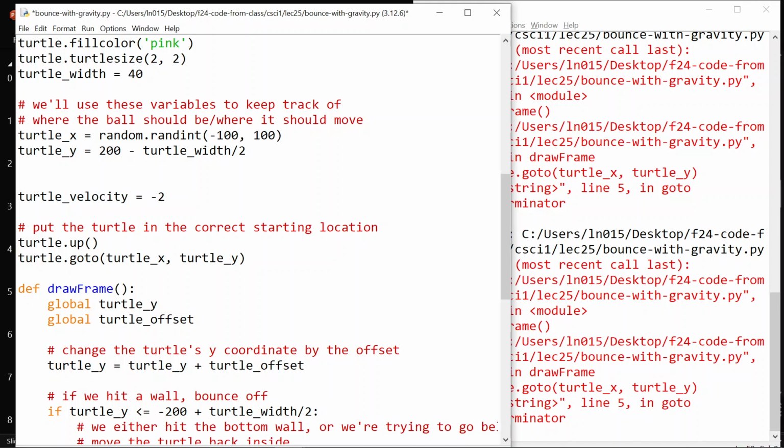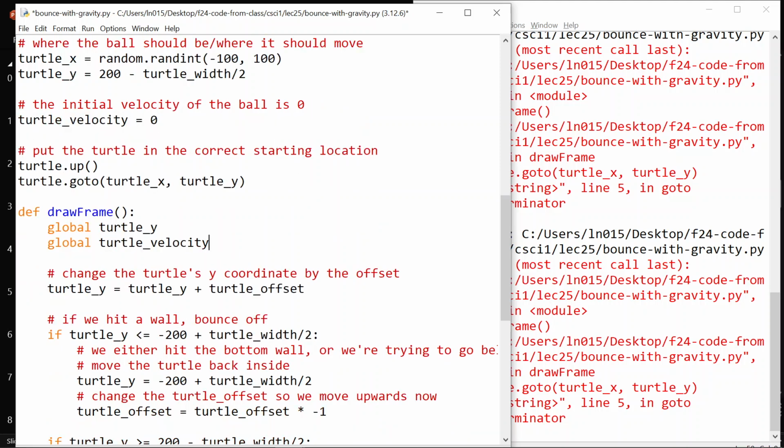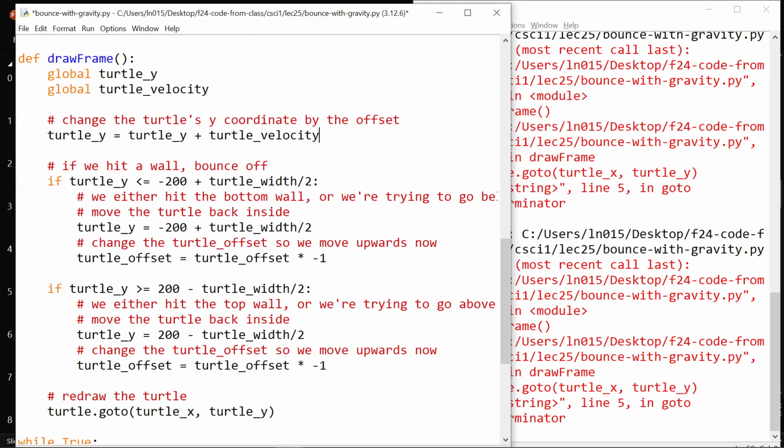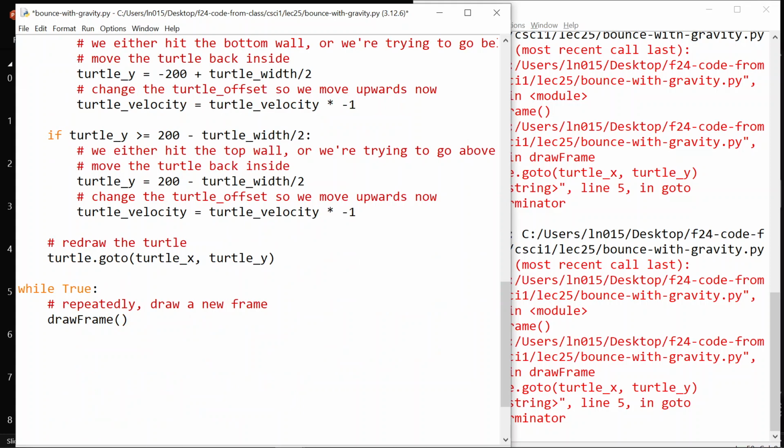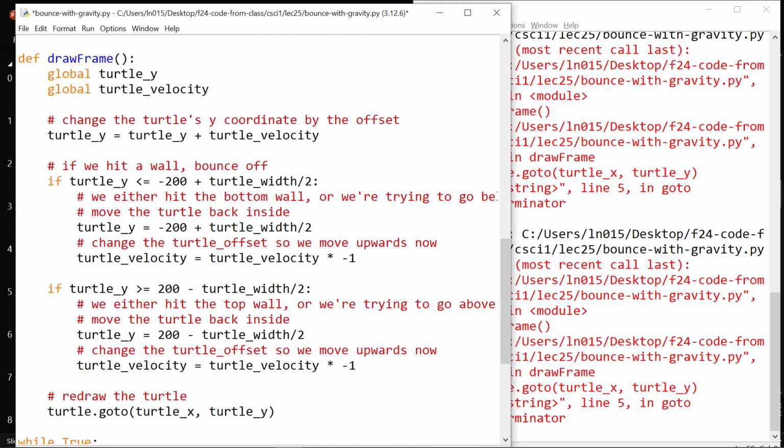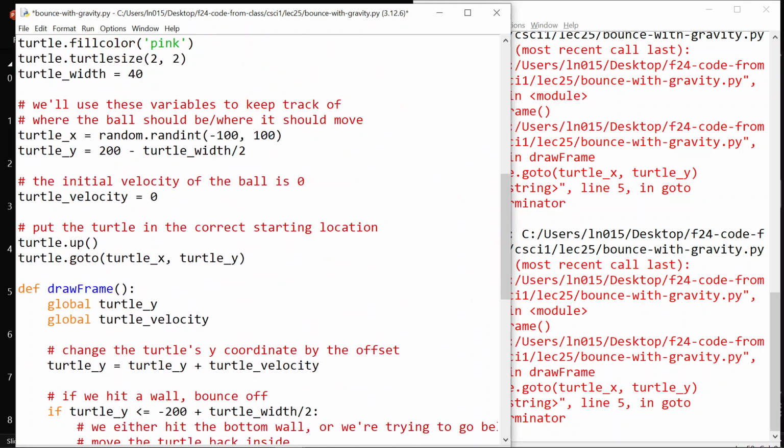Okay, so turtle velocity. And the second you drop the ball, it's from a standstill. So the initial velocity of our ball needs to be 0 now. Now, instead of saying turtle offset everywhere, I'm going to say turtle velocity. Velocity, velocity. Let me know if I missed one. I think that was all of them, as far as I know. And now, okay, we're back to that.